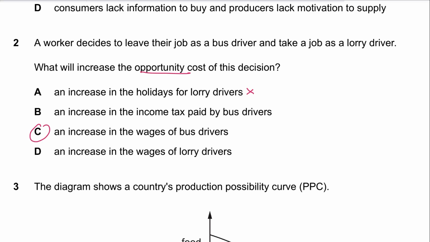Option D is incorrect as well. A lot of students did end up marking D. D is wrong because higher wages for lorry drivers increases the benefit of the chosen job, not the cost of the sacrificed job. So D is incorrect as well.